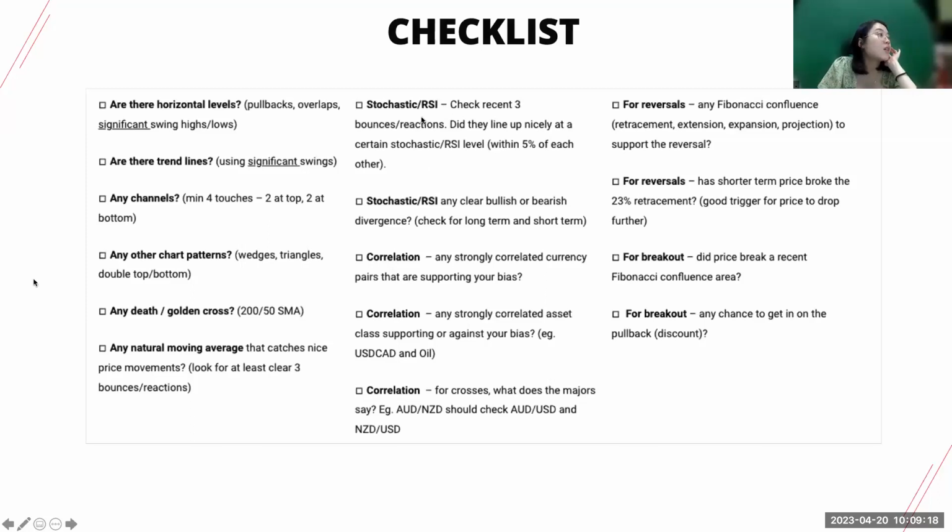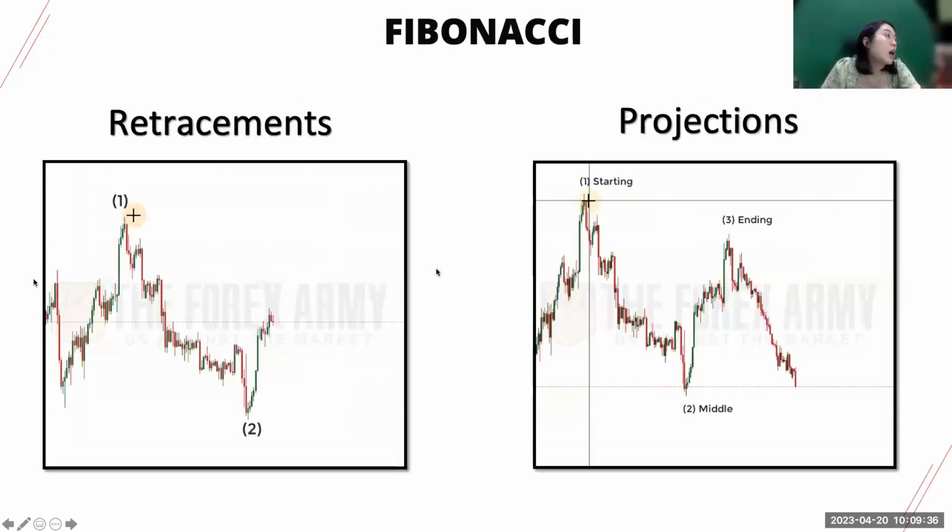Stochastics, RSI, and then we look at correlation. When it comes to stochastics and RSI, I'm usually looking for divergence, okay? Or I look for bounces or reactions on the support resistance line. Okay, so that's how I would do it. Other than that, it's correlation.